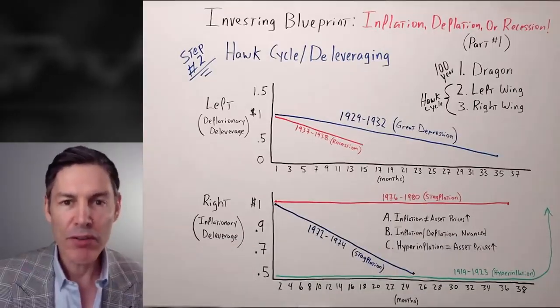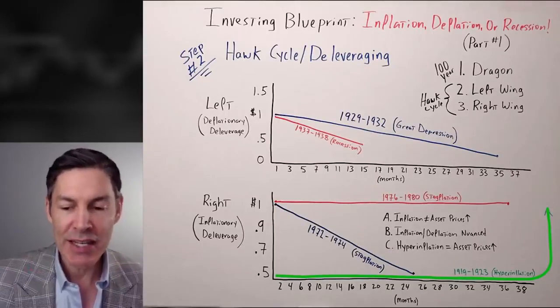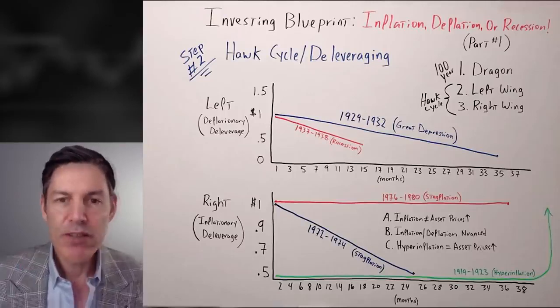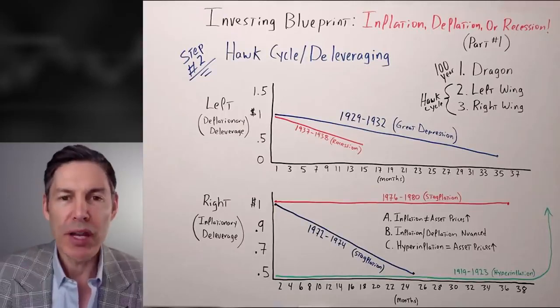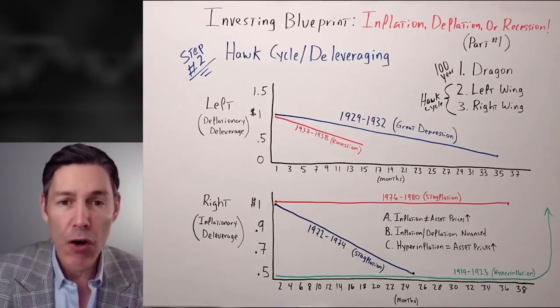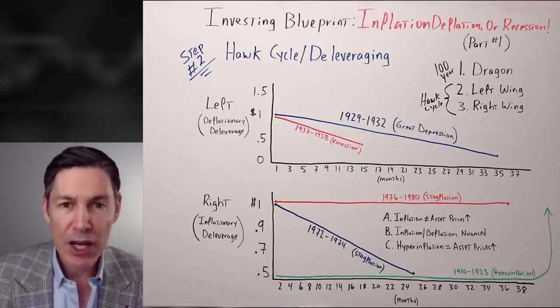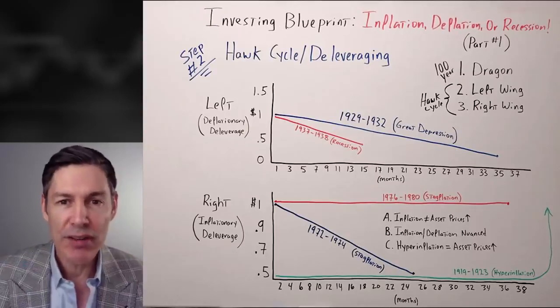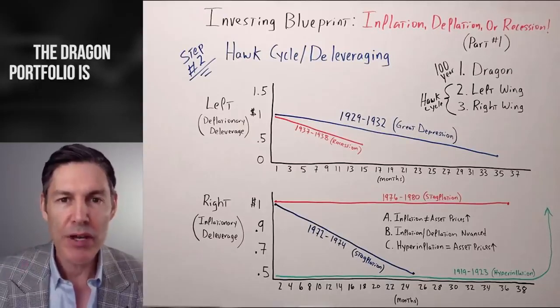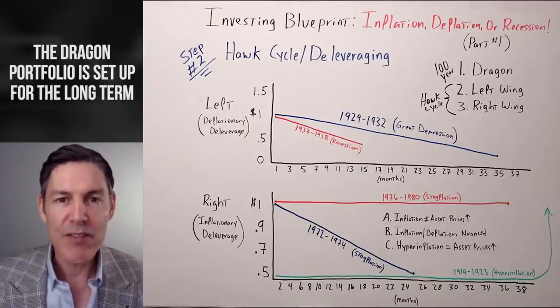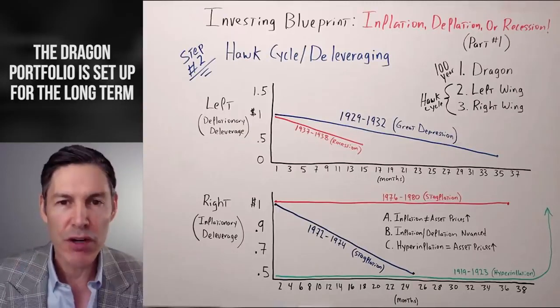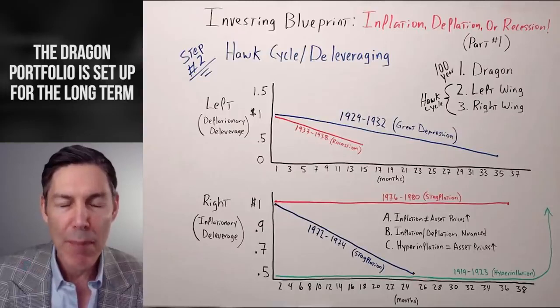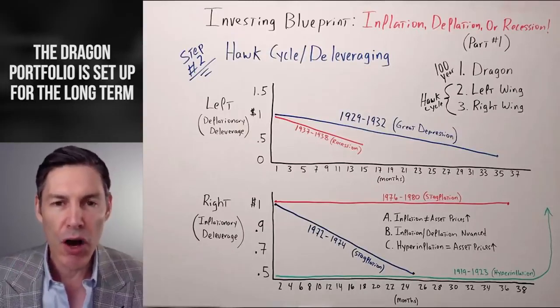The example Chris Cole uses in this chart is Weimar Germany, 1919 to 1923. So how can this help you build an investment blueprint for your own portfolio for an inflationary cycle, deflationary cycle, or a recession? Well, to be clear, the Dragon portfolio is set up for the long term. This is a portfolio for 100 years. So regardless of what happens, what season, what cycle, you're going to do well over the long run.